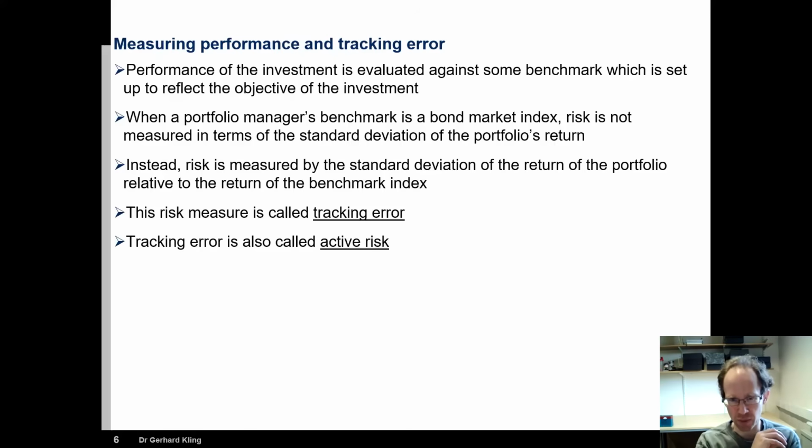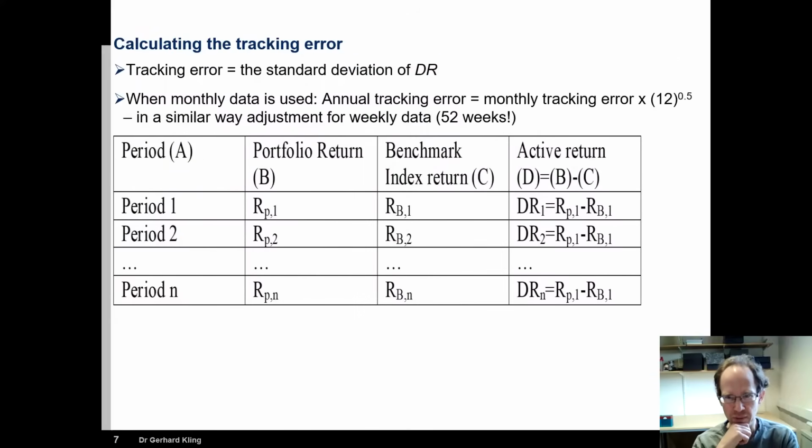in bond portfolio management. Now, the tracking error is derived from comparing, for different time periods, your bond portfolio return and the return you achieve on the benchmark. And you basically subtract the two, and you get a deviation from the benchmark. And you see this here on the right-hand side. And then, looking at this deviation from the benchmark, you can calculate a standard deviation from that. And this standard deviation would then be a measure of risk, your tracking error.